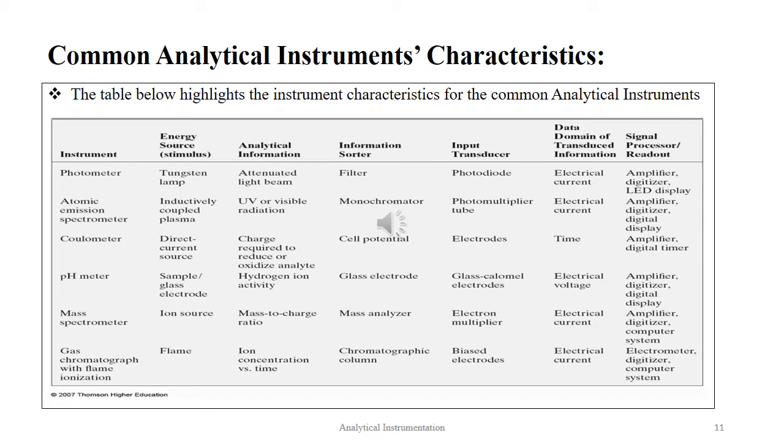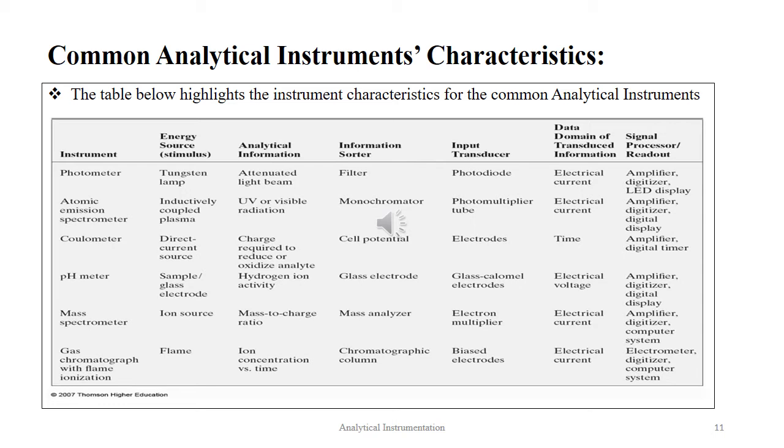Similarly, for atomic emission spectrometer, inductively coupled plasma is energy source. Ultraviolet or visible radiation is the analytical information. Monochromator is information sorter. Input transducer is the photomultiplier tube. And the data domain is electrical current.